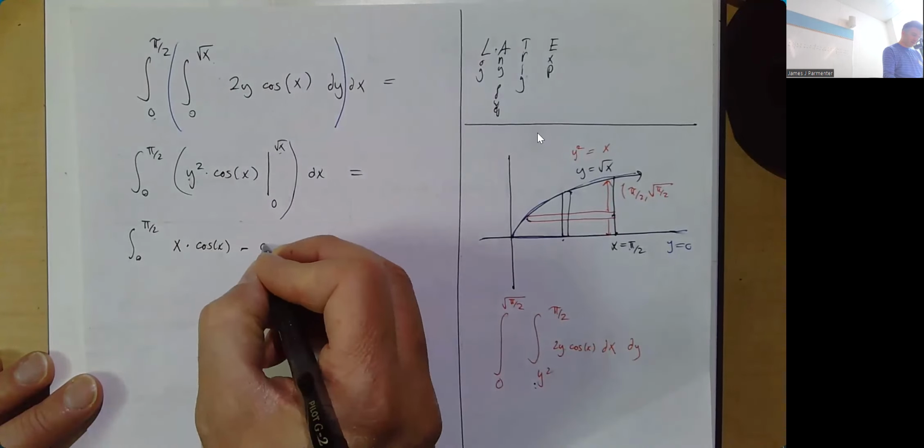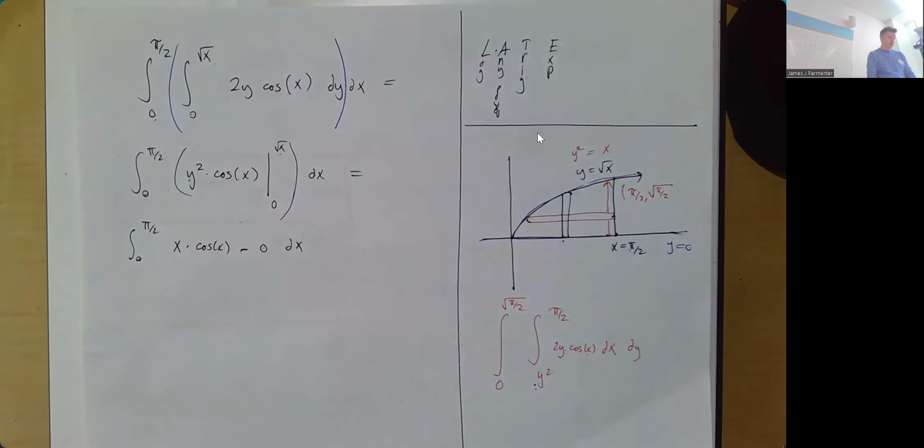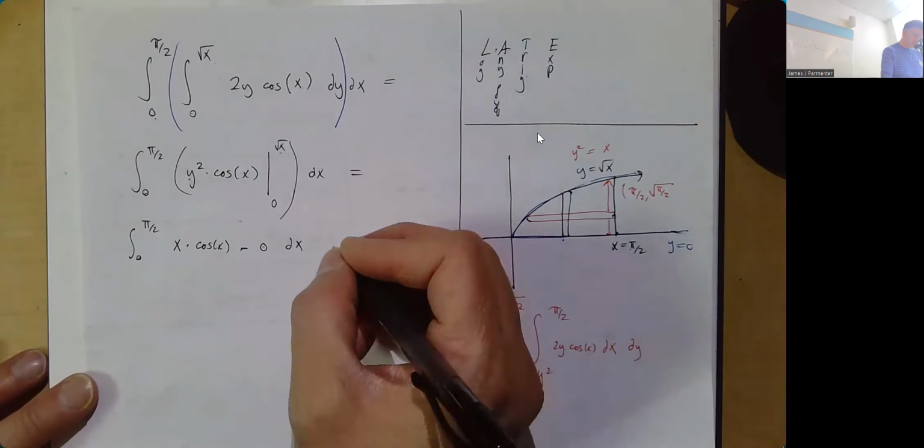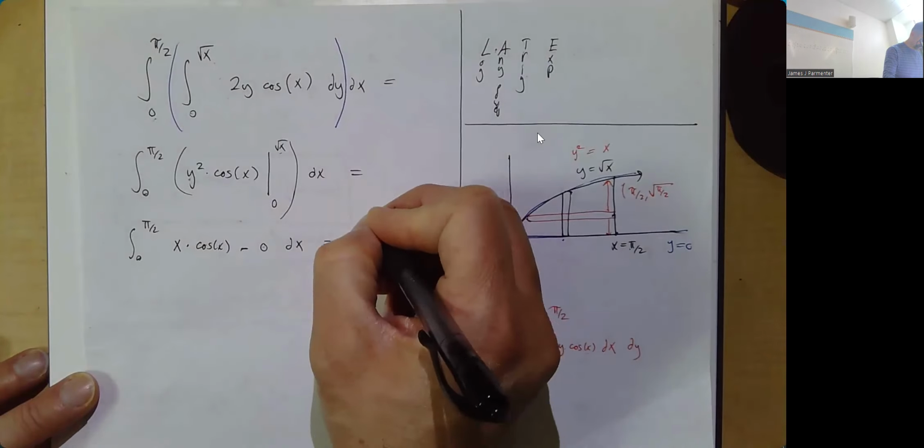I'll write it. So there's the thing we need to integrate. But now integrating x cosine x does require integration by parts. Why not use substitution? Well, because there isn't a good choice for you here.